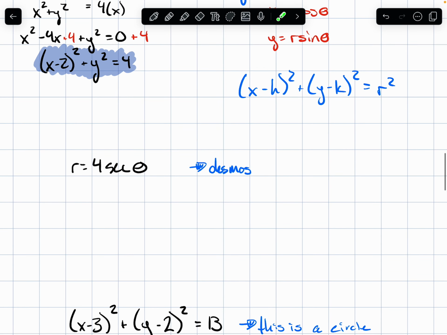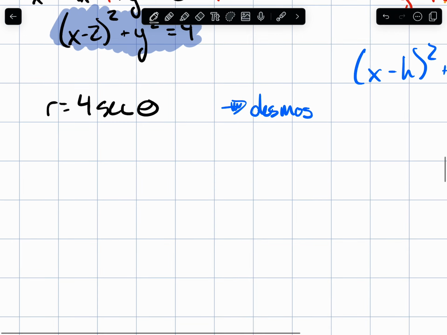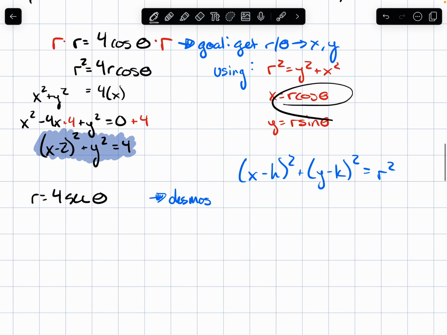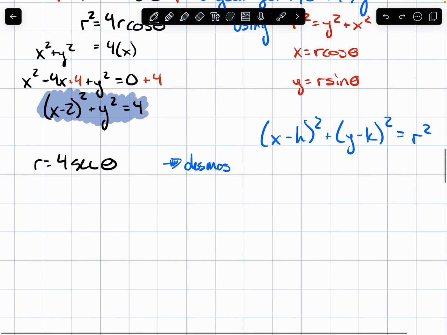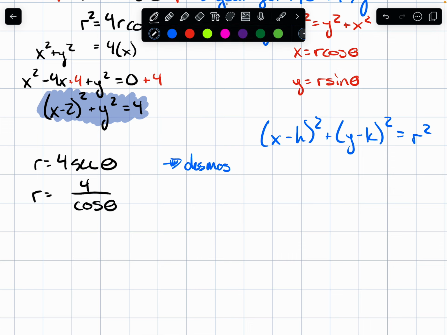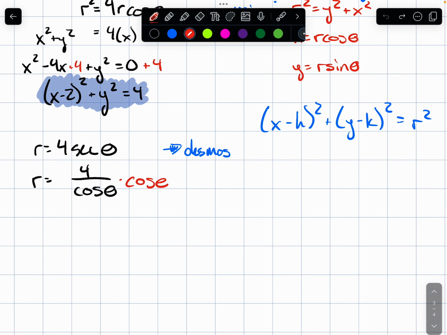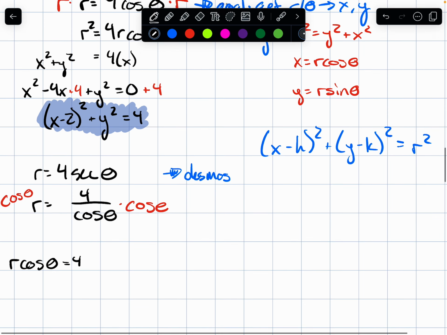Looking at this one, r equals 4 secant of theta, we're going to look at Desmos for what this is and why we're using this one as an example specifically. But we don't like secant because this is in cosine and sine. So I'm just going to real quick change this to 4 over cosine of theta. Then if I multiply cosine onto the other side, I can rewrite it as r cosine of theta equals 4, and r cosine of theta equals exactly x. So x is equal to 4.